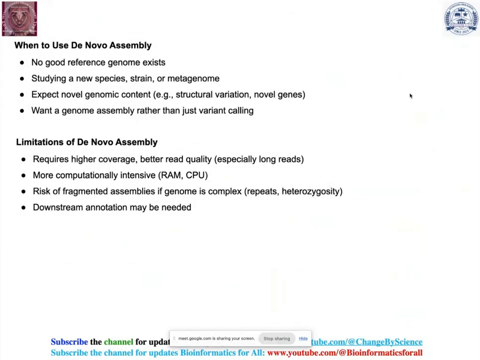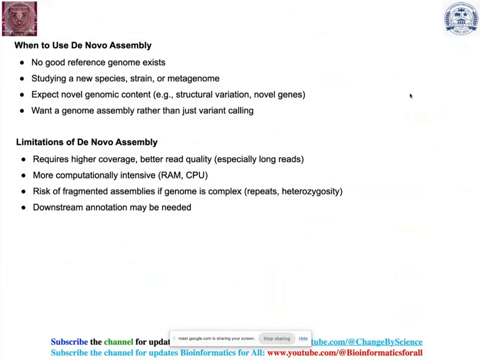Now, when to use de novo assembly? As I mentioned, when there is no good reference genome, when studying a new species, strain, or metagenome, when you expect novel genomic content, or want a genome assembly rather than just variant calling. And then the limitations of de novo genome assembly: it requires higher coverage, better quality, and more computation. It is more computationally intensive, in terms of RAM and CPUs.